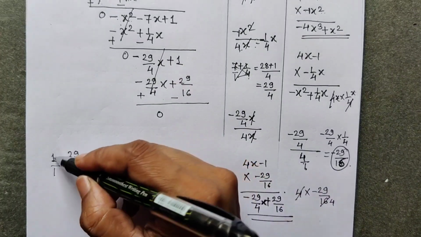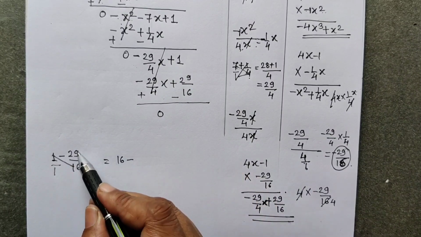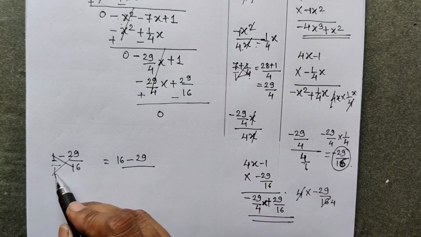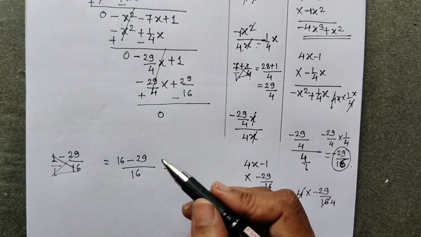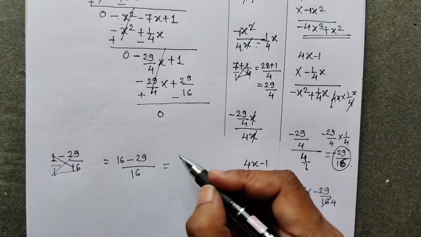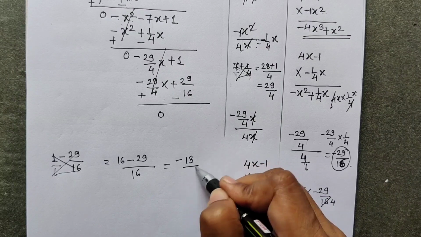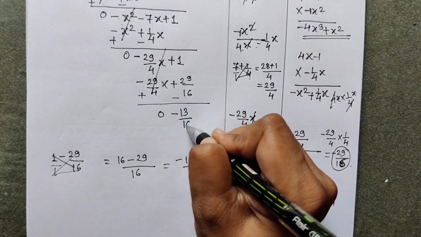Now cross multiply. 1 into 16 is 16. Minus sign is there. 1 into 29 is 29. Upon 16 1s are 16. Plus 16 minus 29, we have to do subtraction. Sign of the bigger number. So 29 minus 16 is 13. 13 upon 16. We are getting minus 13 upon 16.